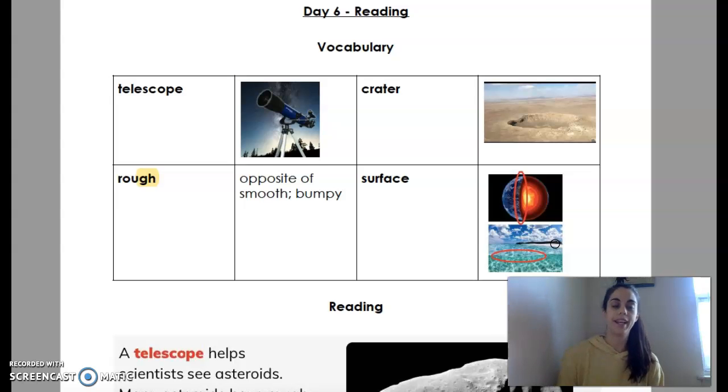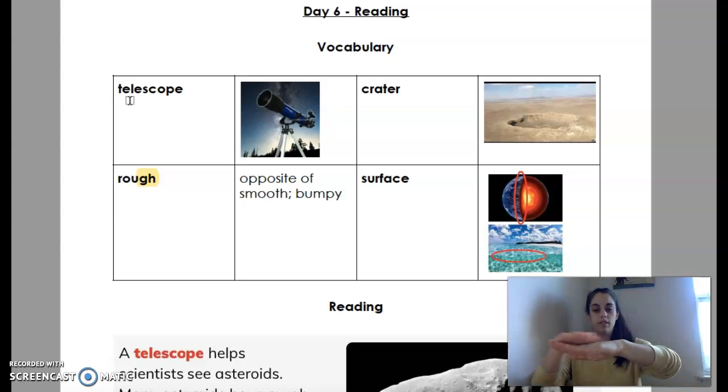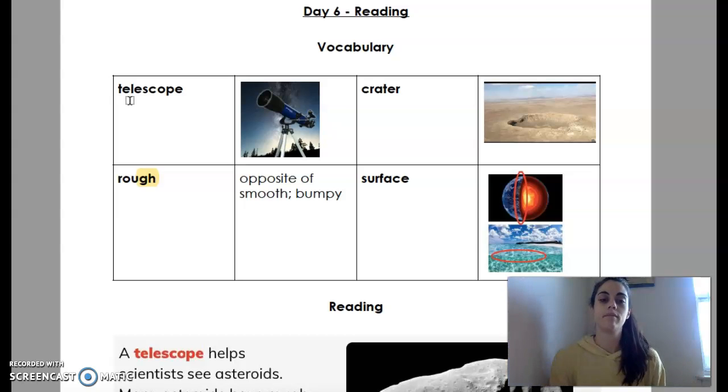Okay, now let's practice the words with hand gestures. Please repeat the word and the gesture after me. Are you ready? Telescope, rough, crater, surface. Let's do it again. Ready? Telescope, rough, crater, surface. Great. Now please pause the video and practice the words and the hand gestures on your own.